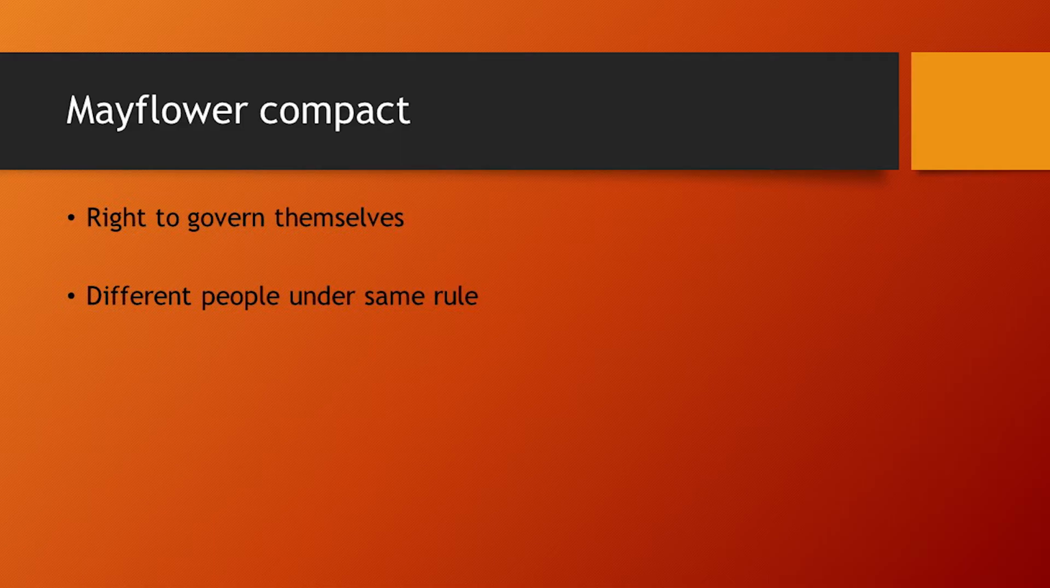So let's talk about the Pilgrims. Mayflower Compact, worth mentioning again. Not everybody on the Mayflower is coming over for religious reasons. But they have to come up with a government that governs both the religious and the non-religious. And so this allows different people to live under the same rules. This is how we roll today, okay? And they also say, look, we've got the right to govern ourselves.